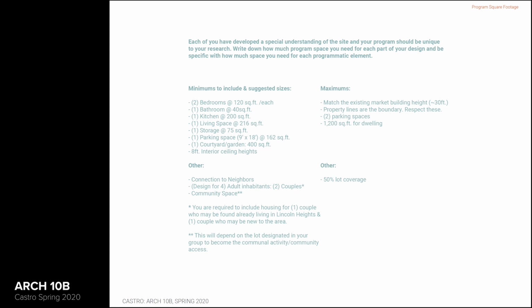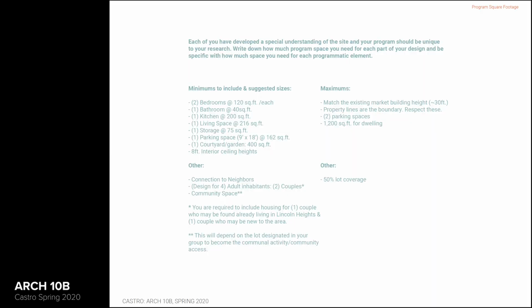In terms of the community space there, the one with the double asterisks, this will depend on the lot designated in your group to become the communal activity or the community access point. And I'll get into that a little bit later, but we're going to be subdividing the lot, so it's not going to be one site per student, but rather you're going to be working in groups of 5. But we'll dive into that in a second. So let's look over the maximums really quick.